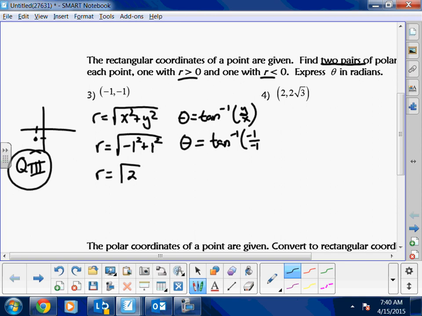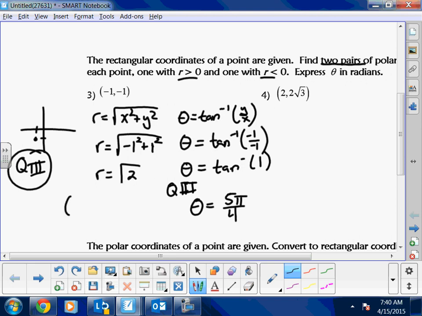If you use your unit circle, when you find negative 1 over negative 1, you're going to look for the quadrant this tangent is in, which is quadrant 3. So you're going to look to see, okay, quadrant 3, what is the tangent inverse of 1? And you'll figure out that it's the angle 5 pi divided by 4. Once you find that, you just write down your point. So you'll have here square root of 2, 5 pi divided by 4.